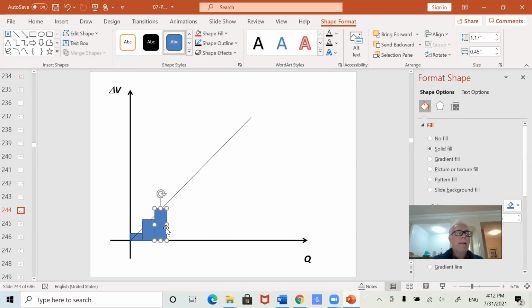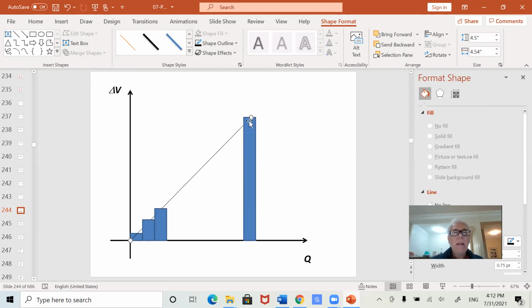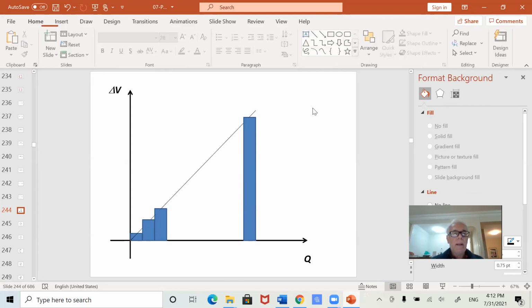A little bit and a little bit. You keep on doing that until you reach the electric potential difference that you want your capacitor to stay at. Something like that.